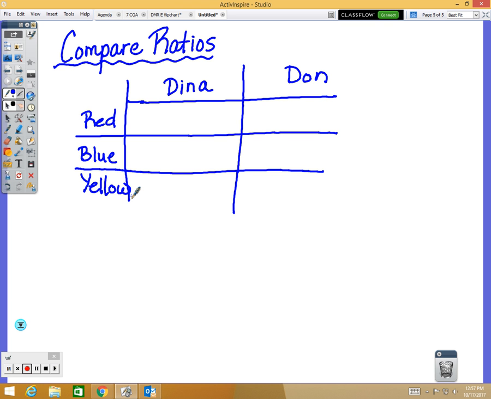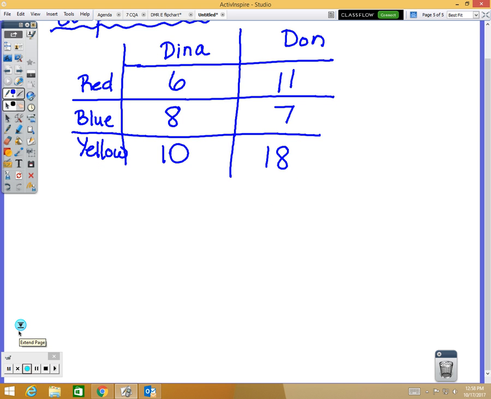yellow marbles. In Dina's bag, she has 6 red, 8 blue, and 10 yellow. And in Dawn's bag, he has 11 red, 7 blue, and 18 yellow. So this is just information that is given to us. Lots of information, but we haven't been asked any question yet. As you're finishing up your information chart, I'm going to write the question, okay?